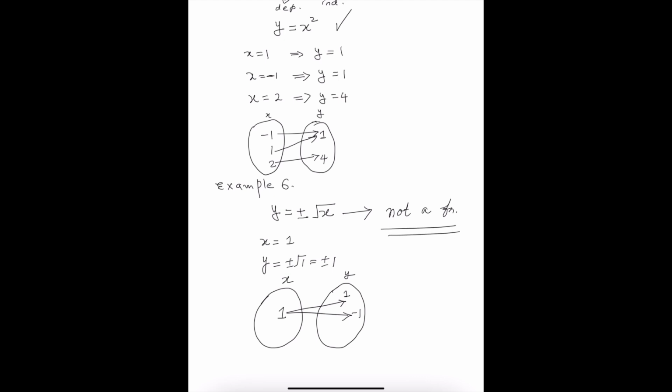So through these examples we have understood that a function is a relation between two variables x and y such that for each x there should be exactly one y.